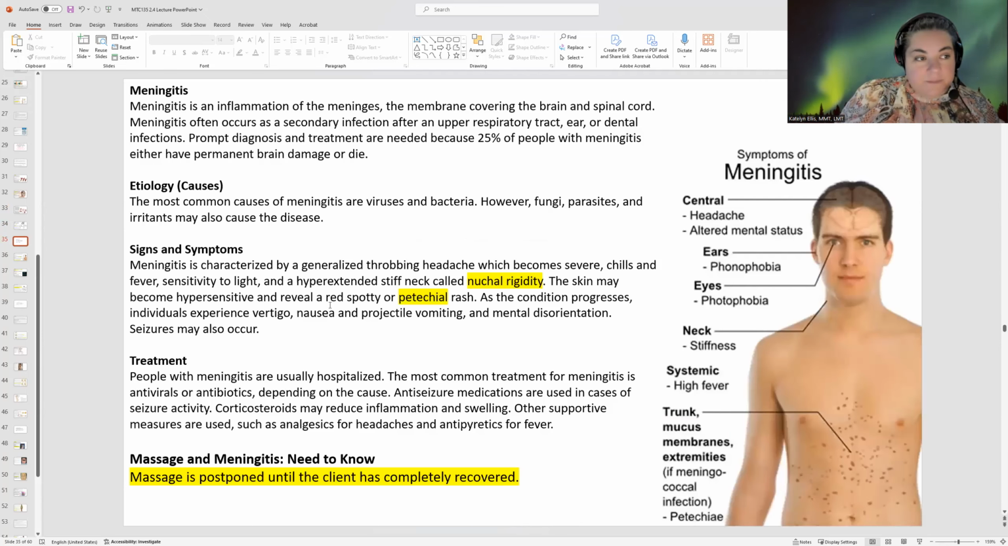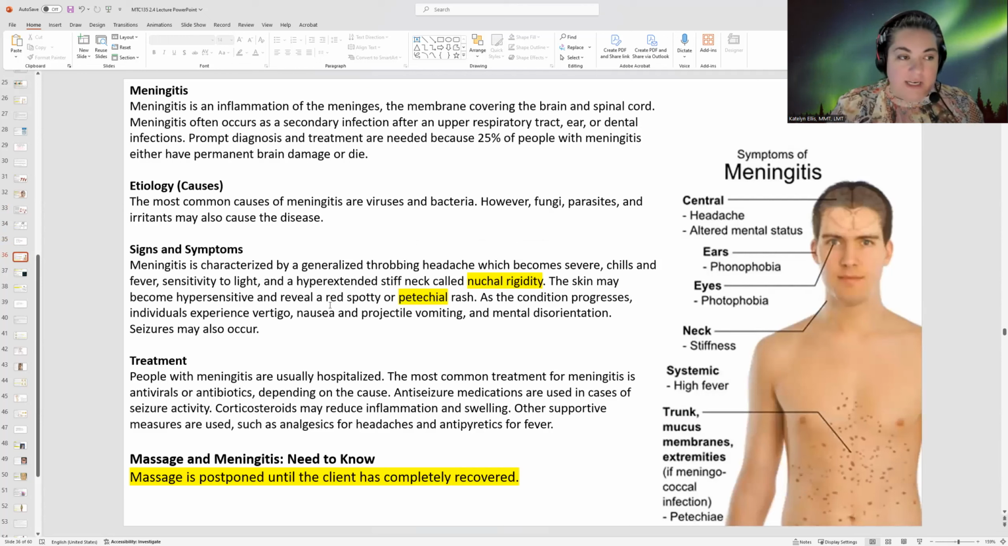Infectious diseases. Meningitis. Meningitis is an inflammation of the meninges. Remember, that's the membrane covering the brain and the spinal cord. Meningitis usually occurs as a secondary infection after a respiratory tract, ear, or dental infection. 25% of people with meningitis either get permanent brain damage or die. It is characterized by a generalized throbbing headache, which becomes severe, chills and fever, sensitivity to light. That all sounds like the flu, right? So be careful, or the beginning of sepsis.